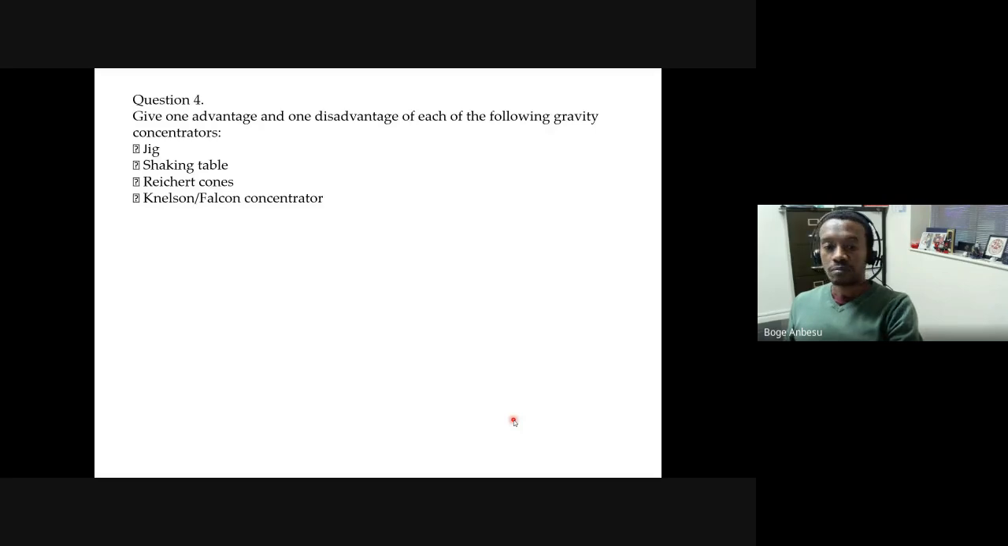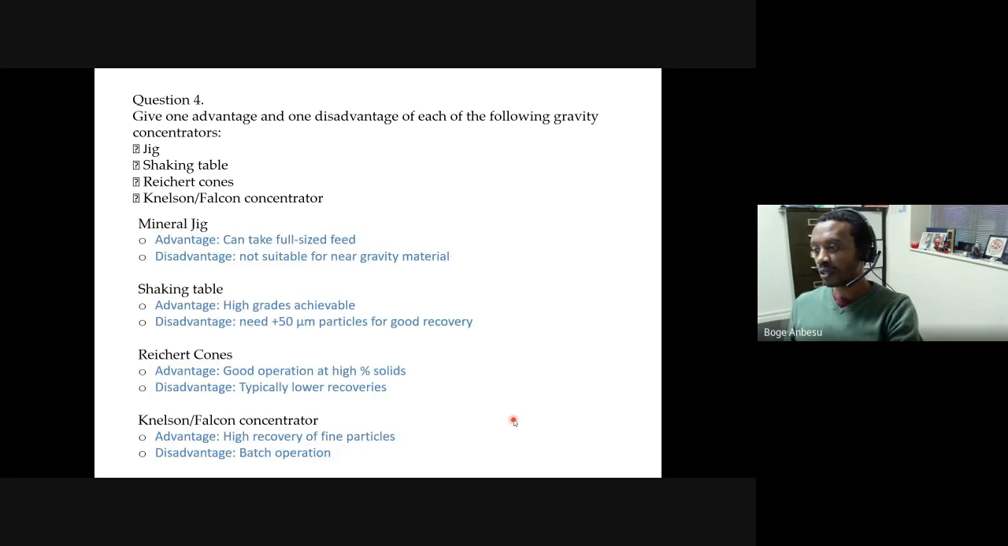Again, another question that you may ask yourself is, what are some of the advantages and disadvantages of working with different gravity concentrations? I've listed here a couple of them for each, so you could just read through. Obviously you can add more. Okay, so this is just for exercise only.